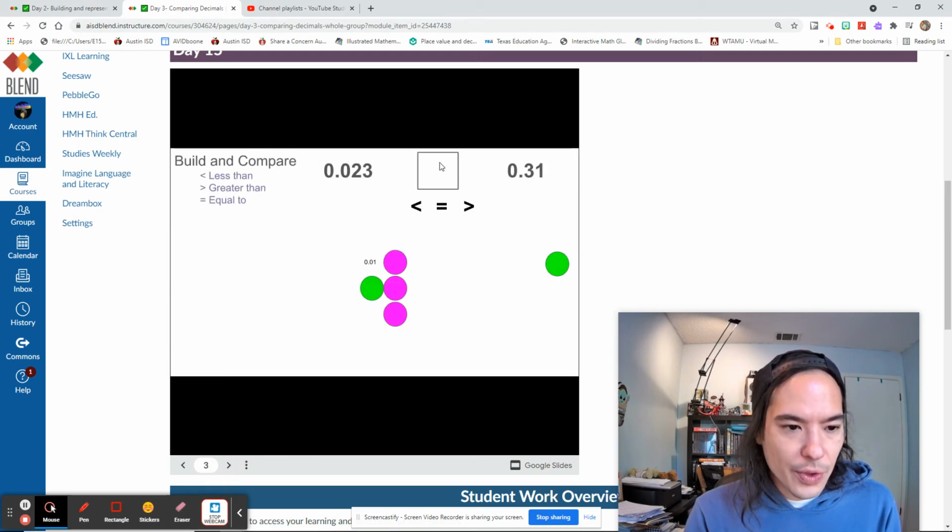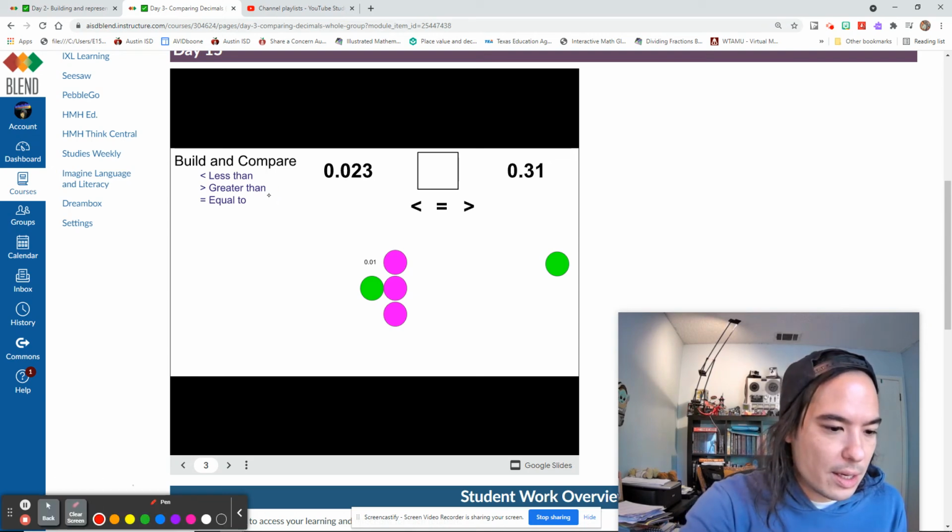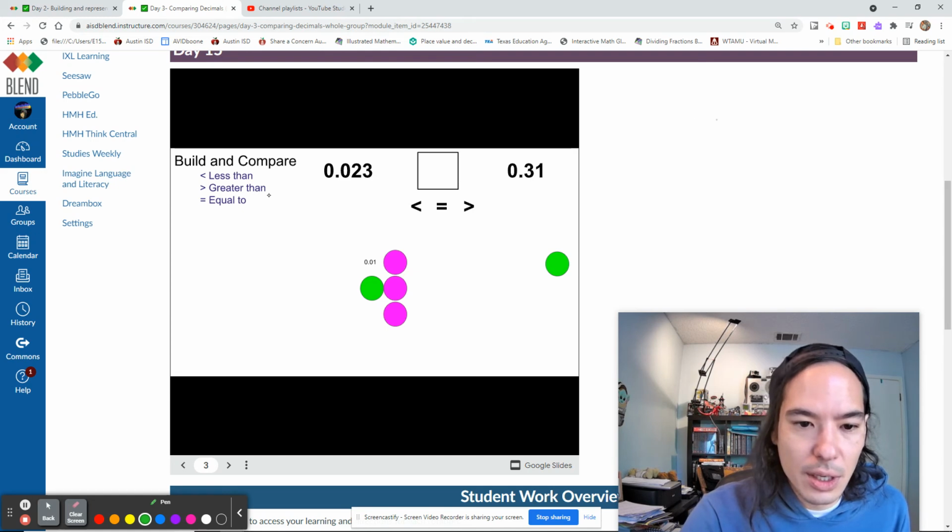Okay. So remember these signs from your past. It's basically the alligator. Remember that the alligator is always going to be interested in eating the bigger number, because the alligator is into eating big numbers. So here's your alligator. Remember, the alligator eats the big number.